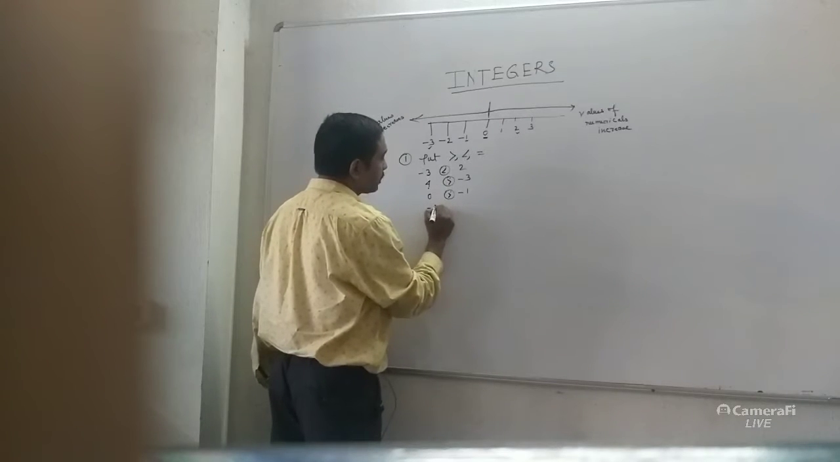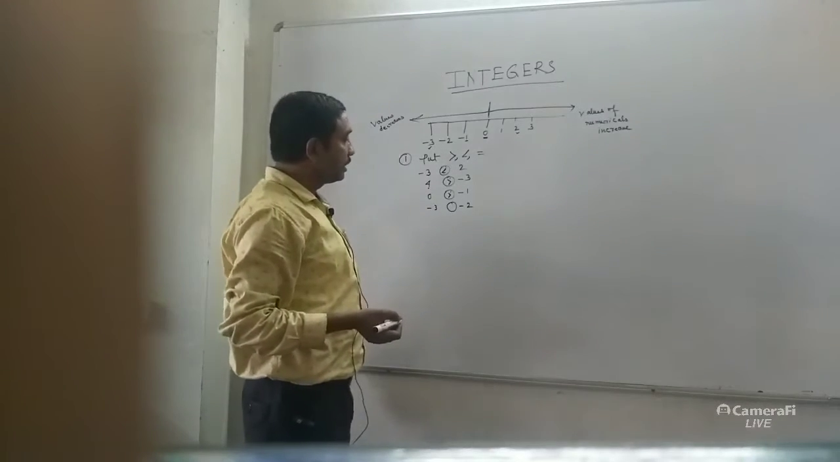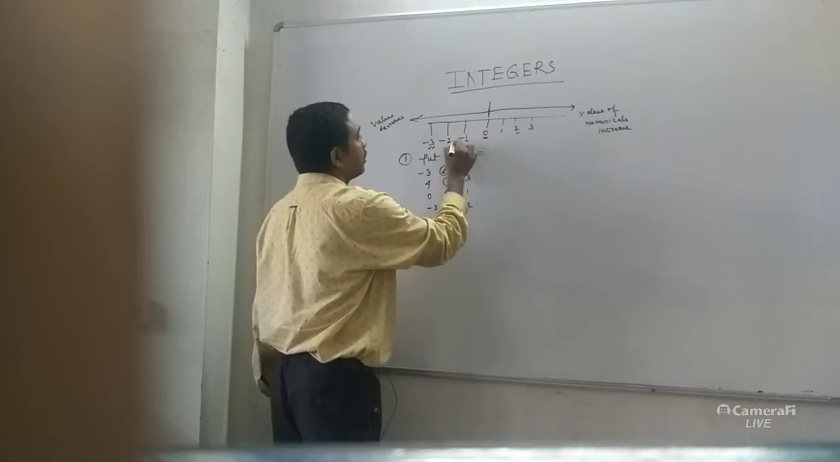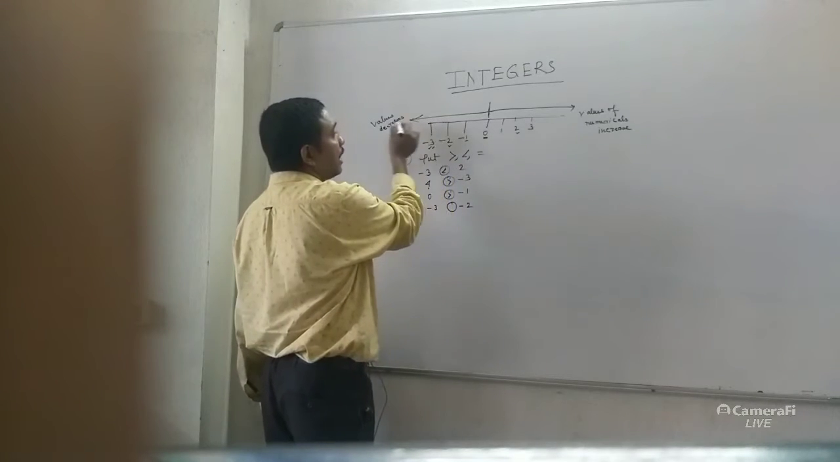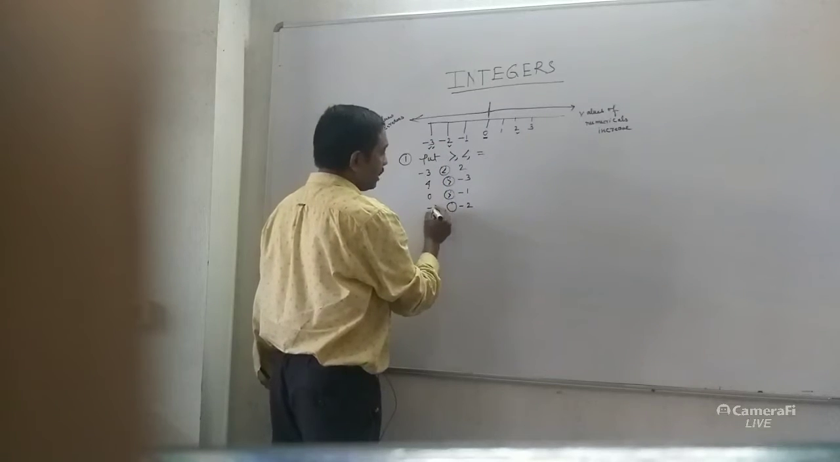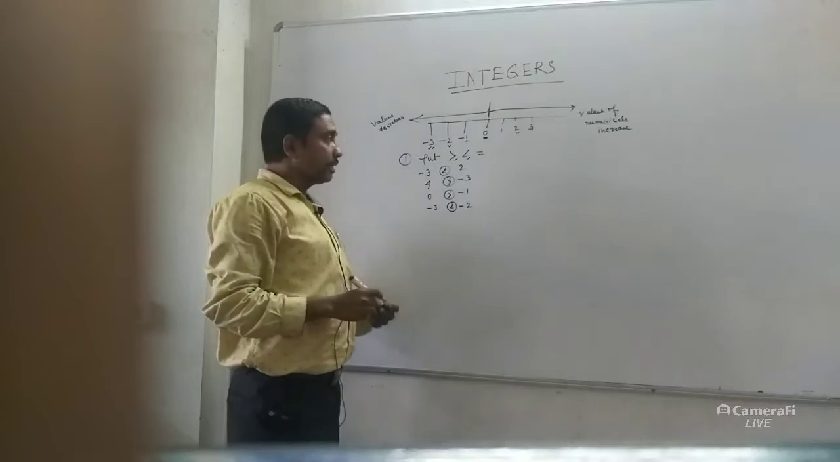If minus 3 and minus 2 are given, how do you compare these two integers? Look, the position of minus 3 is here and minus 2 is here. Whenever you go in this direction the value decreases. So minus 2 is always greater than minus 3, and minus 3 is always less than minus 2. In this way you can compare integers.